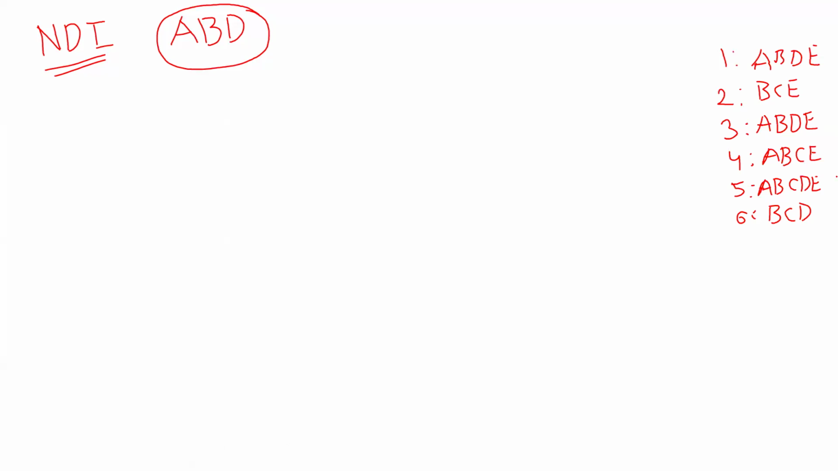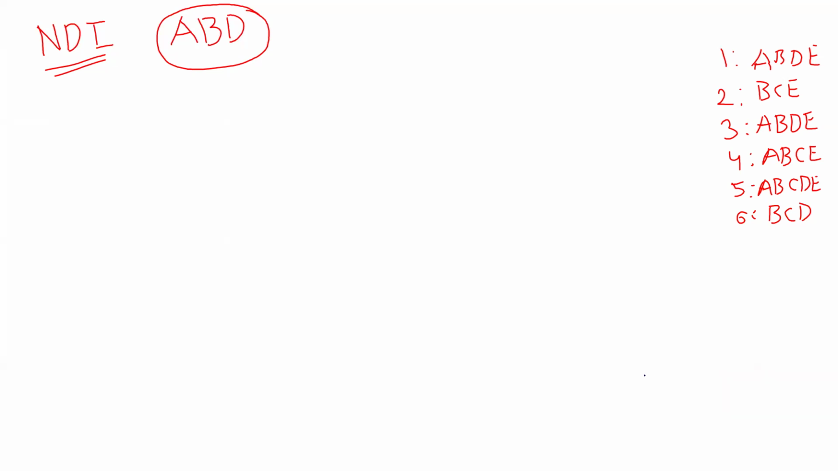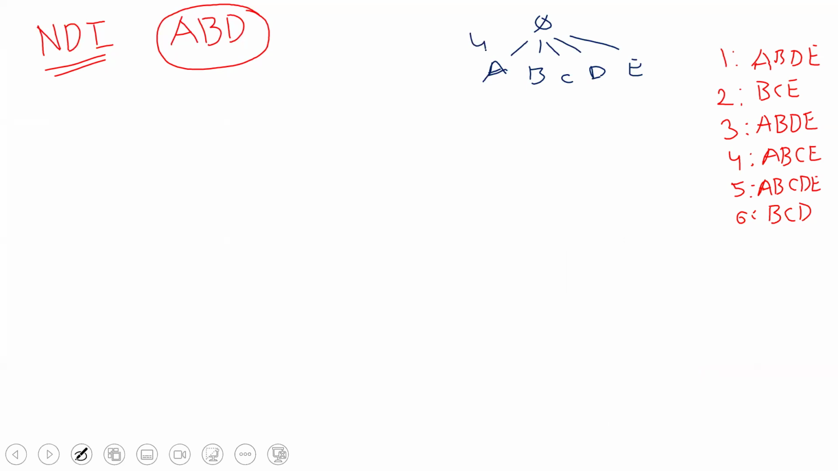So what we quickly do is draw a lattice structure for this. You all know how to create the lattice for this, right? So take the empty set, and then comes A, B, C, D, E. And what are the supports? Let's take the min support as 3 for this.